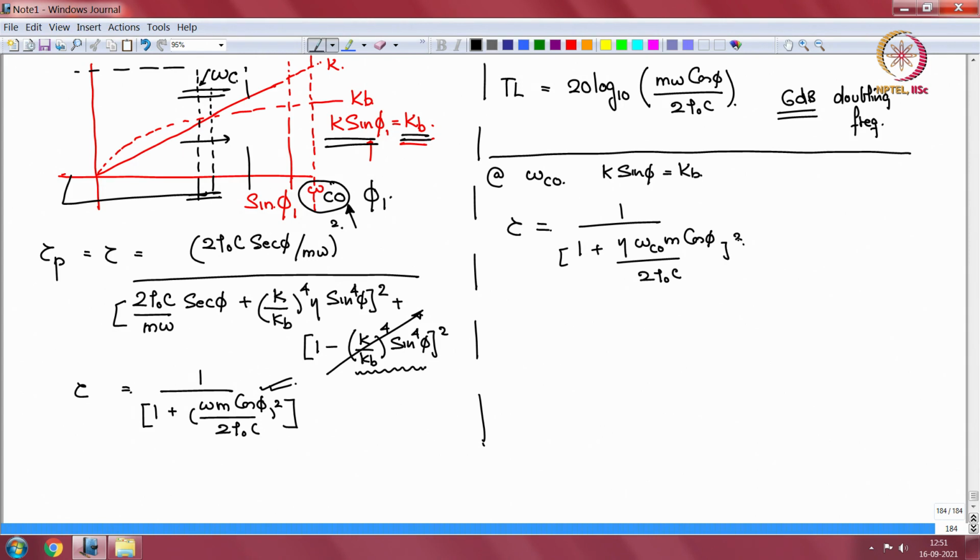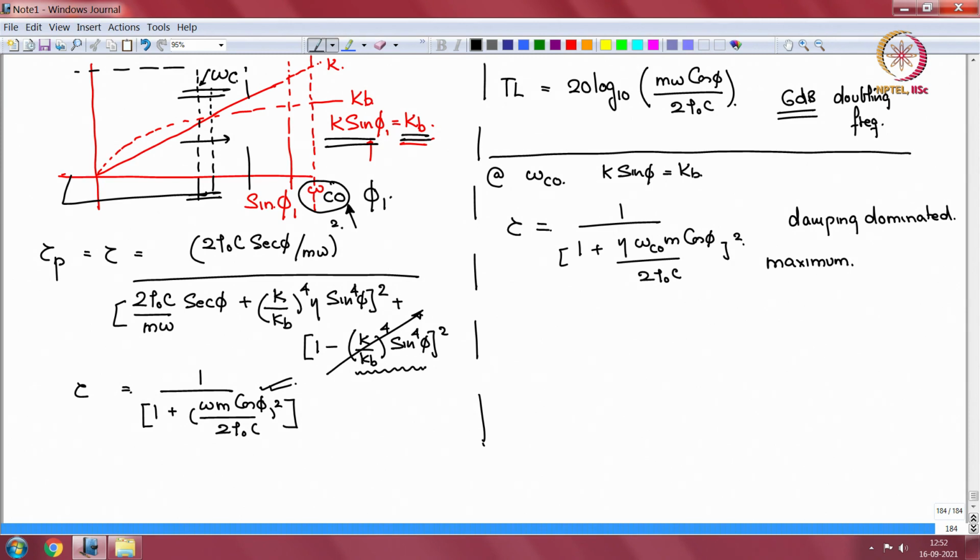Okay, and therefore this region is now damping dominated at coincidence. Okay, and this is the minimum value. This happens to be the maximum value. Sorry, why the denominator becomes a minimum. So this is the maximum value. Okay. So maximum transmission value, that means transmission loss goes to a minimum.